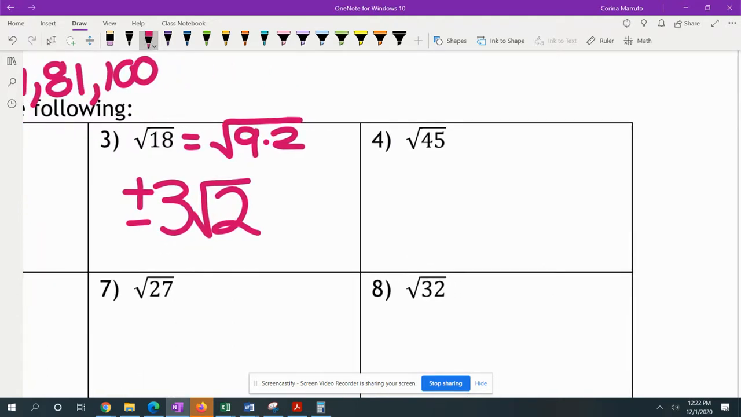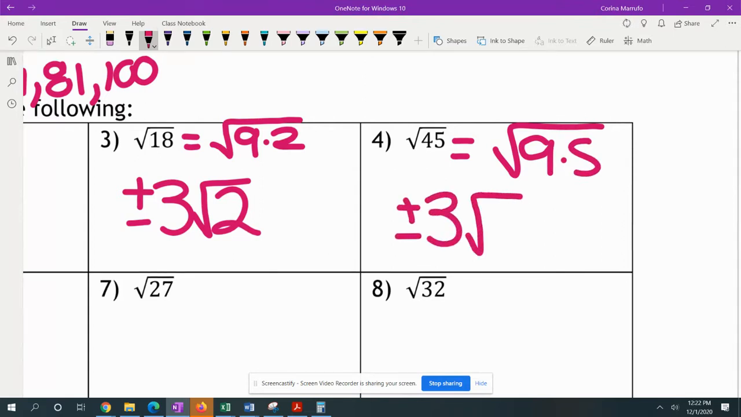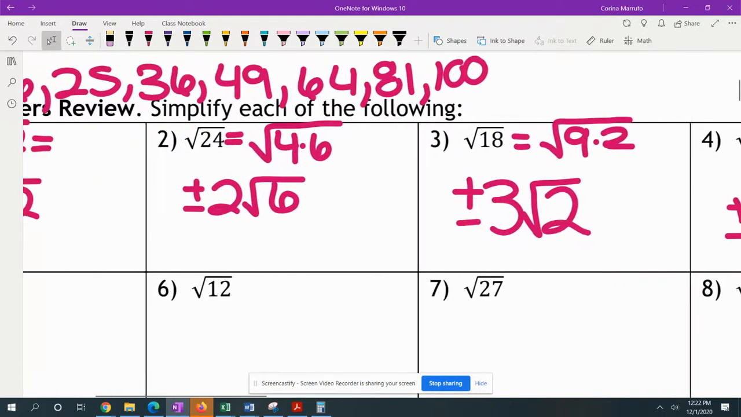The next example, 45. So the two numbers that multiply to give us 45 are going to be 9 times 5. And we can take the square root of 9 and get a whole number. That would give us plus or minus 3. And then the 5, we can't take the square root of 5 and get a whole number, so that would stay inside the square root.